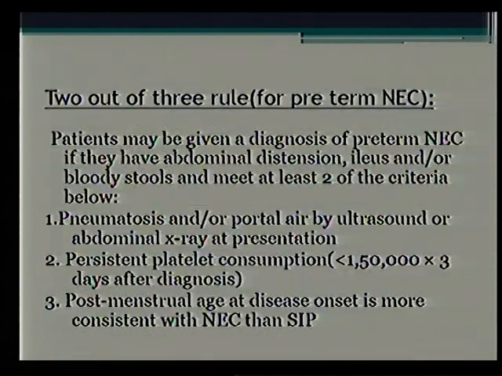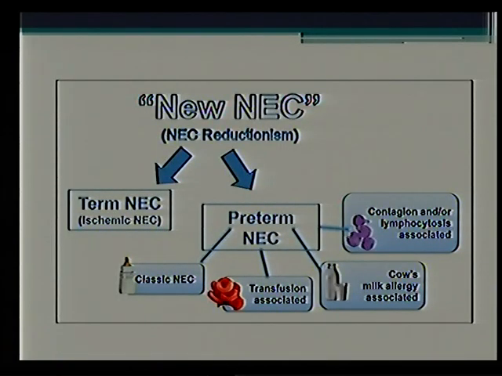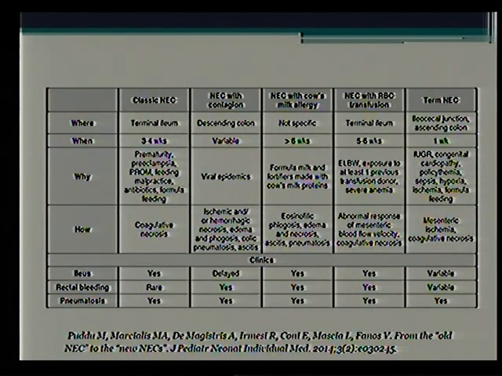Whereas the preterm NEC has four subclassifications within that: the classical NEC, the transfusion associated NEC, the cow's milk or allergy associated NEC, and the contagion or lymphocytosis associated NEC. Here the classic NEC, what we see in the classical premature or extremely low birth weight children, usually develops around 3 to 4 weeks following birth, and the etiology being prematurity, preeclampsia, which are well known factors, and again the endpoint being coagulative necrosis involving the intestine. Usually the terminal ileum is involved.